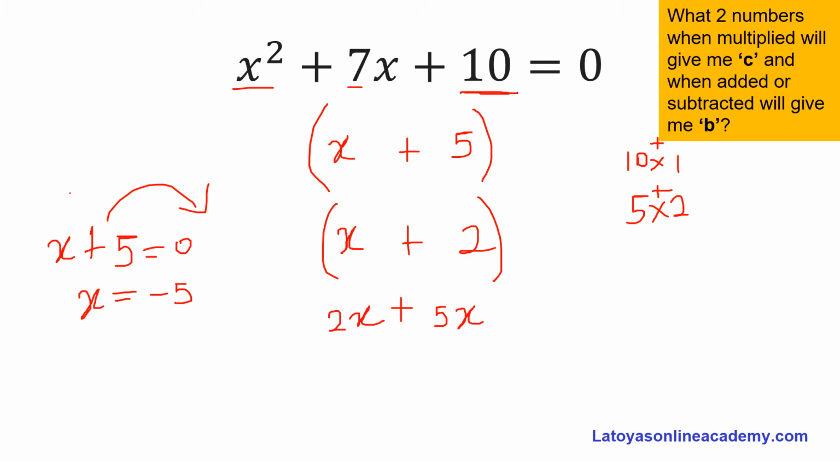Let's work out the next bracket. I'm getting x plus 2 is equal to 0. Leave everything that is x on one side and take everything that is not on the other side. So I'm getting x to be minus 5 and x to be minus 2.